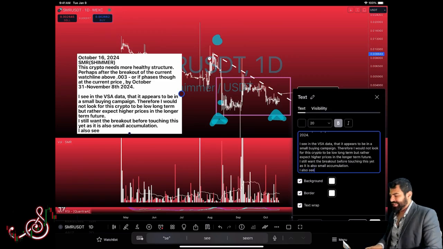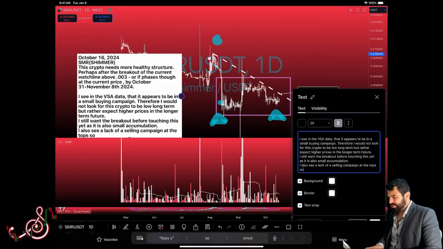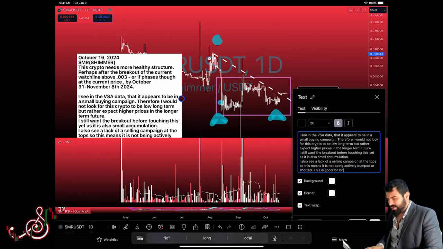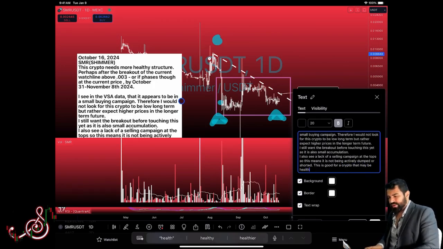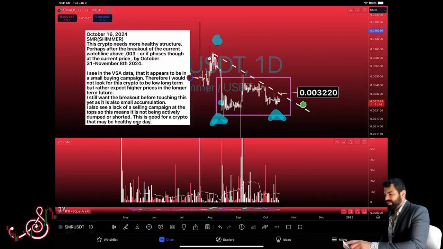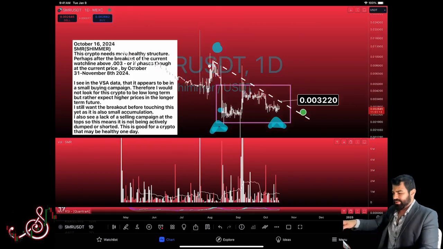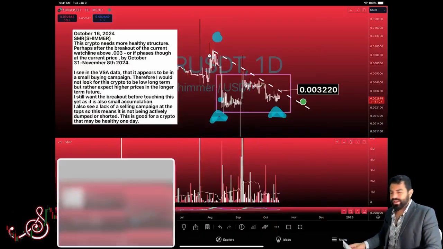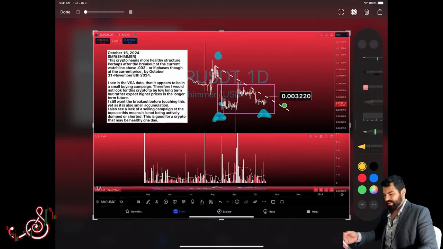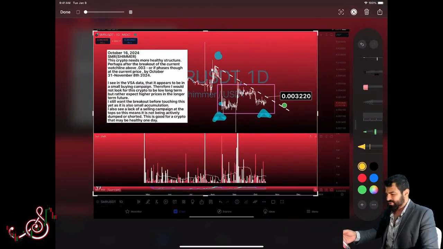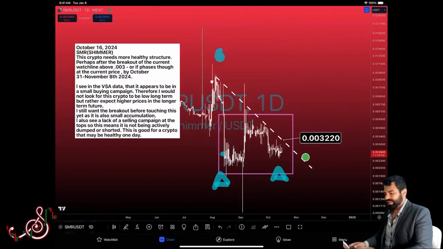I also see a lack of a selling campaign at the tops. So this means it is not being actively dumped or shorted. This is good for a crypto that may be healthy one day. It's not healthy right now as far as being in the downtrend, but we can see that professionals are getting involved. So there it is. Any other questions?